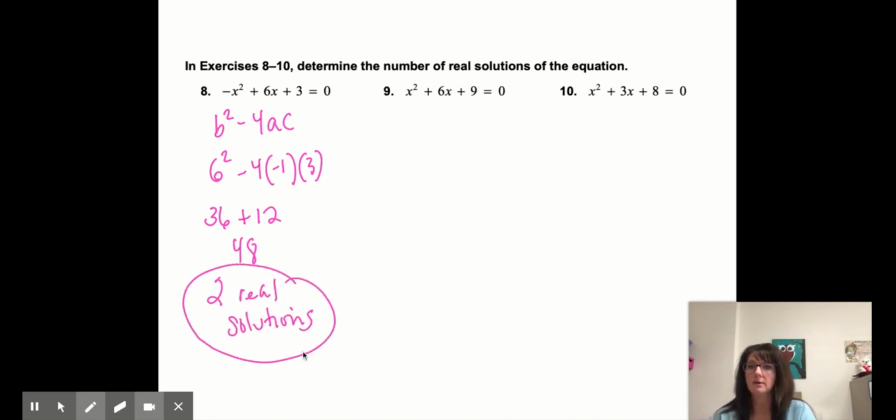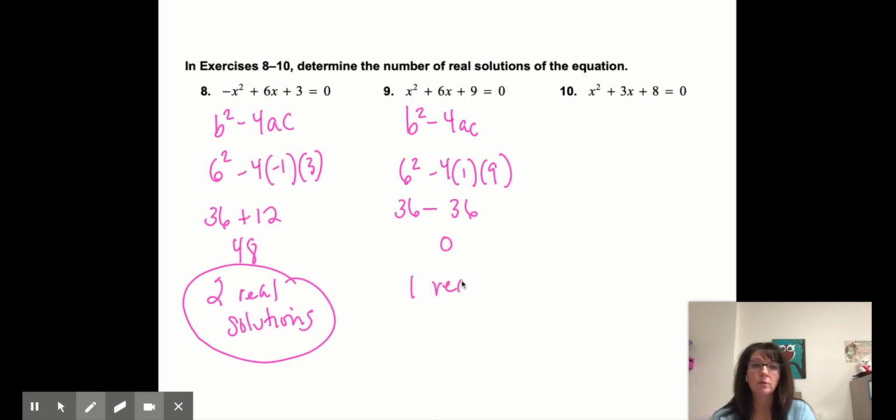Okay, that also gives us 2 x-intercepts. Here, again, b squared minus 4ac. So when you substitute in, again, you'll get 6 squared minus 4 times 1 times 9. So 36 minus 36, we get 0. This is going to give us 1 real solution. This also gives us 1 x-intercept.